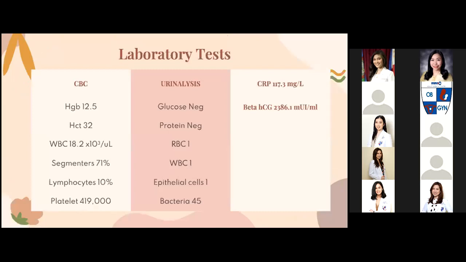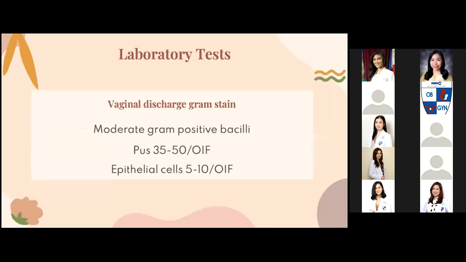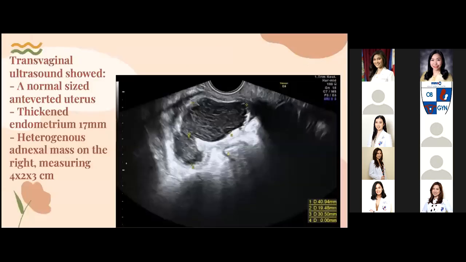Other laboratory tests done are the following. She had leukocytosis with a WBC count of 18.2 with segmenter predominance, a normal urinalysis, an elevated CRP at 117.3, and an elevated beta HCG at 2,386.1 milliIU per ml. Vaginal discharge Gram stain showed moderate Gram-positive bacilli with pus of 35 to 50 and epithelial cells of 5 to 10. A transvaginal ultrasound showed a normal-sized anteverted uterus with a thickened endometrium of 17 millimeters with an adnexal mass on the right measuring 4 by 2 by 3 centimeters.